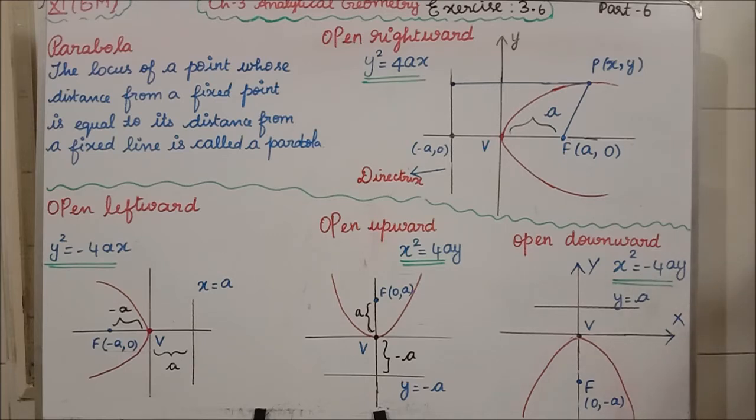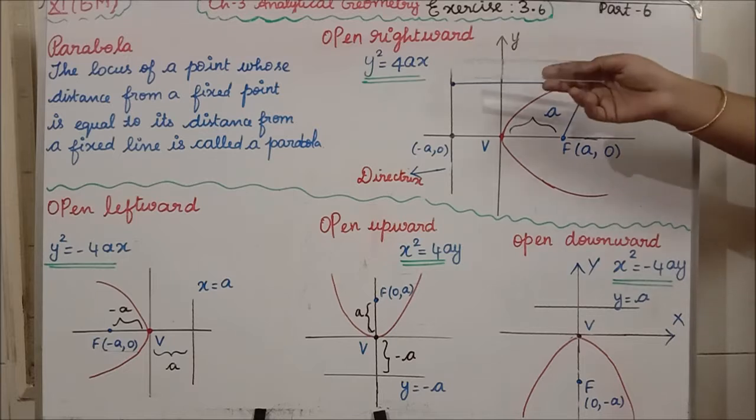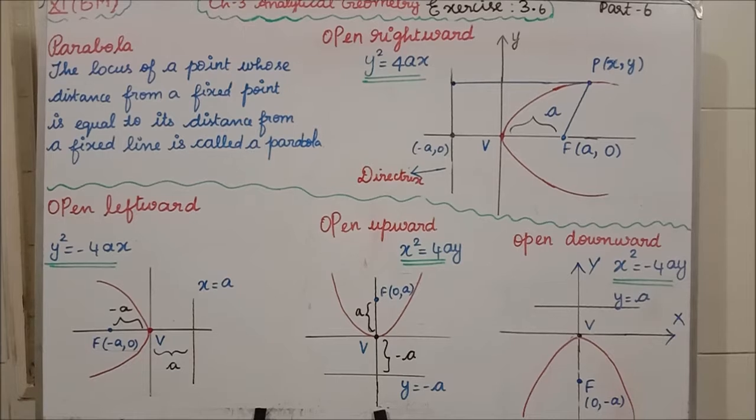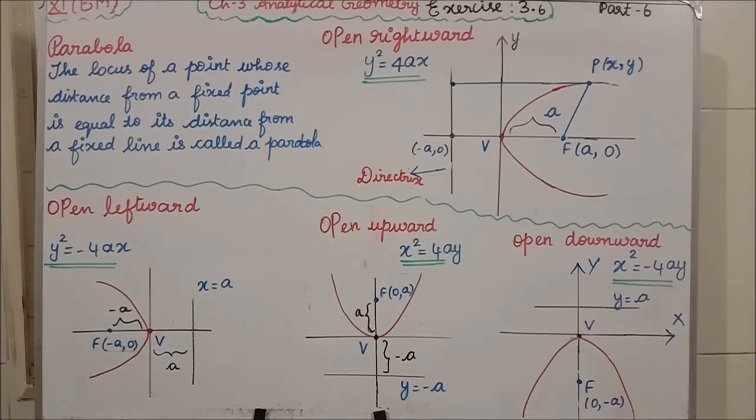Students, now here y square equal to 4ax is the standard equation of the parabola. For the standard parabola the equation is y square equal to 4ax. y square equal to 4ax is the rightward opening parabola. Now I am going to explain one thing. First you listen to it carefully.